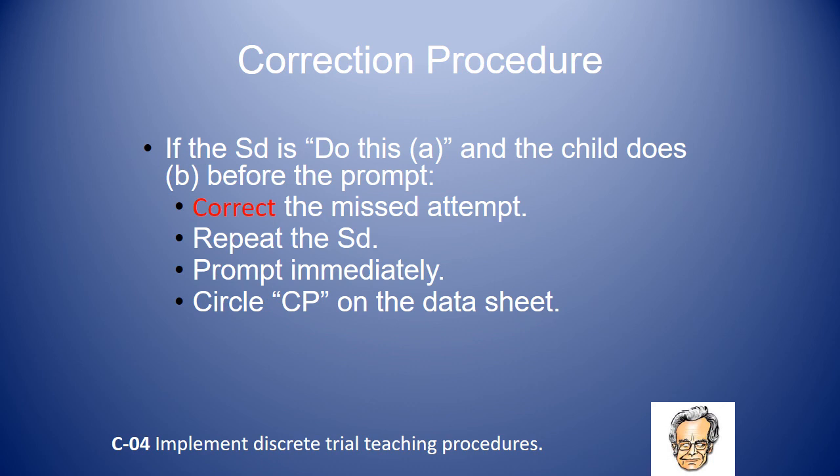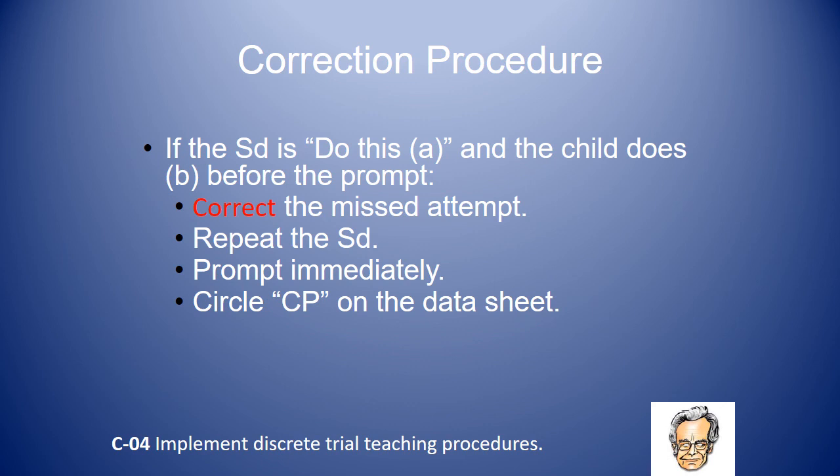So again, if the SD does not match the response, if we ask, say, touch head, and they touch their belly or something, before you're able to prompt the correct answer, correct the missed attempt. You would repeat the SD, prompt immediately, so you grab their hand, have them touch your head, or gesture to their head, whatever prompt level they're on, and you would circle CP on the datasheet.